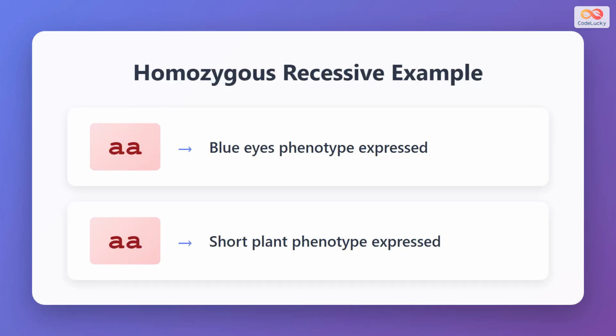Now let's examine homozygous recessive examples. When an organism has the genotype lowercase aa, it expresses the recessive trait. For example, lowercase aa could result in blue eyes being expressed as the phenotype. In plants, lowercase aa might lead to the short plant phenotype being expressed. The recessive trait only appears when both alleles are recessive.